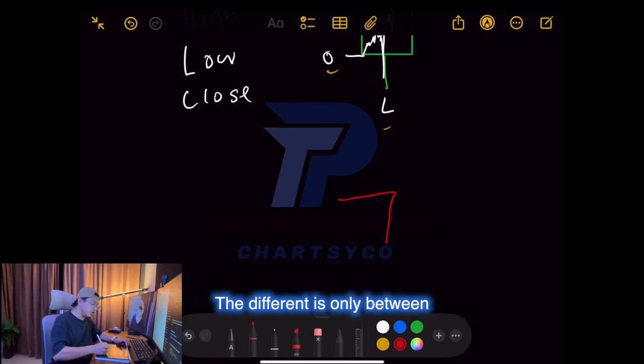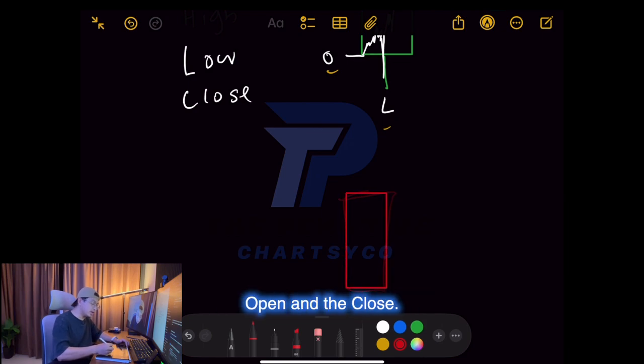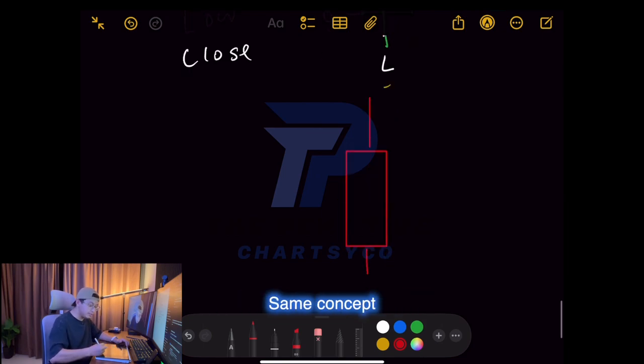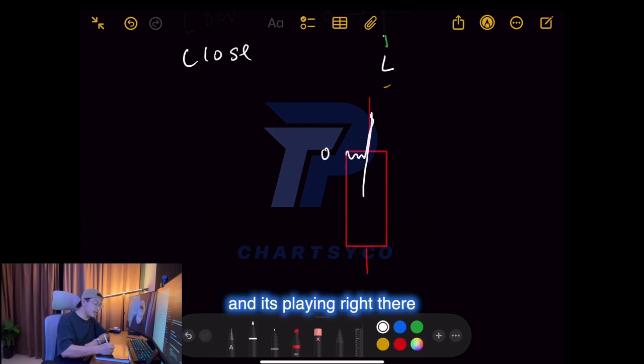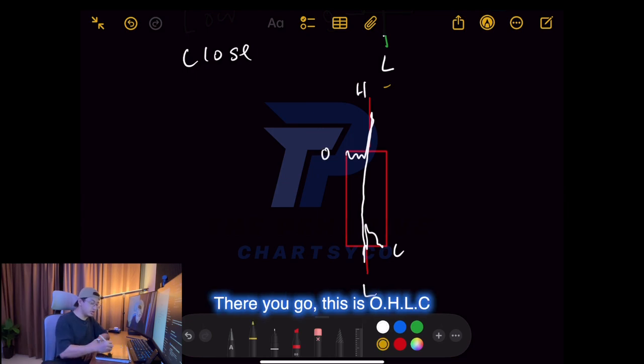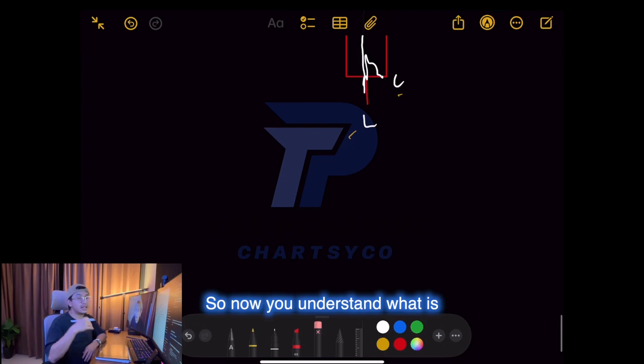The difference is only between the open and the close. Same concept, but for bearish, since it's going down, the open must be from the top, then it plays around there, and then closes. So this is the close, this is the lowest, and this is the highest. There you go, this is the OHLC for bearish. Now you understand what open, high, low and close are.